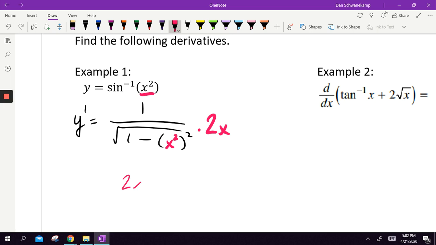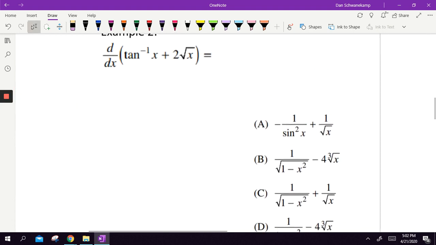Okay, obviously you could write 2x on top if you wanted to get fancy and write that 1 minus x to the fourth. Who cares? Same thing. Okay, we don't need to simplify that. Good, that's one. Let's look at example 2.